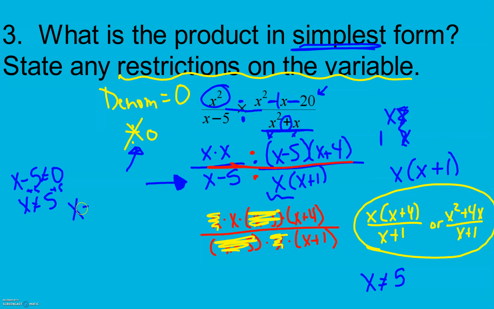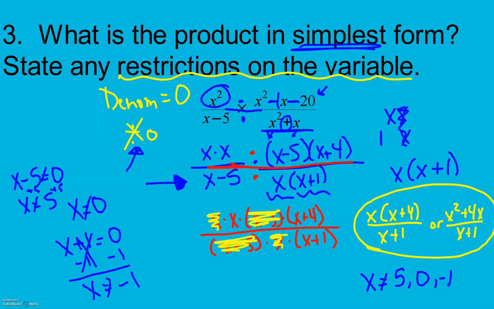Second factor here is x. So x cannot equal 0. Third factor, x plus 1 equals 0. We want to know what value of x would give us division by 0, and then we exclude that. So here x cannot be 5, 0, or negative 1, because if we plug those values in, 5 minus 5 would give us division by 0. If we plugged a 0 in here, we get division by 0. If I plugged a negative 1 in there, I'd get division by 0. We cannot have division by 0, so those are our restrictions on the variable. It does not matter what our numerator is, it just matters about our denominator.